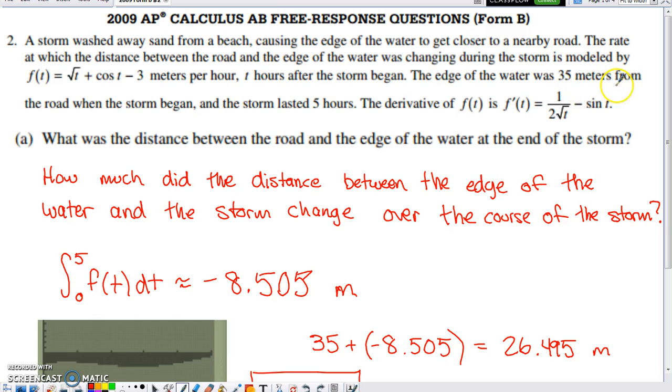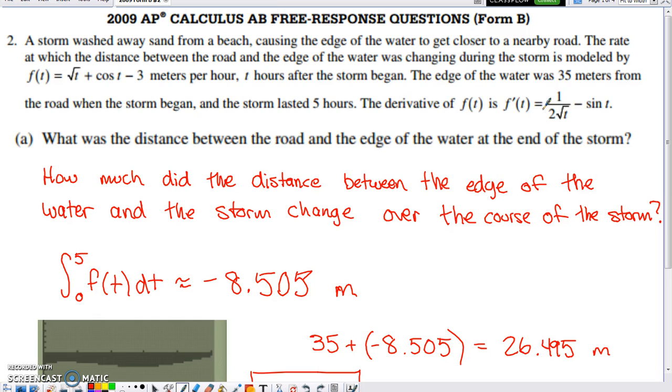The edge of the water was 35 meters from the road when the storm began, and the storm lasted 5 hours. So I guess this function holds from t equals 0 to t equals 5. And then they were nice enough to provide us with the derivative of f of t, right? So they've taken the derivative of this function and they've provided that for us right here.